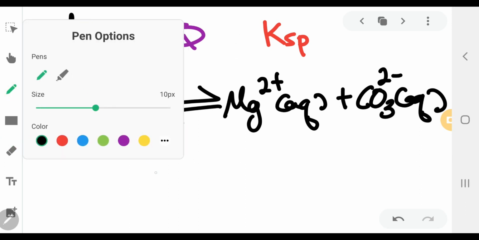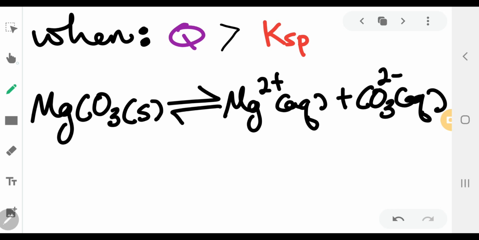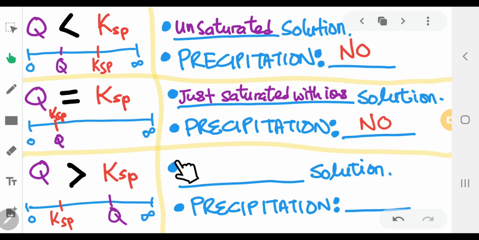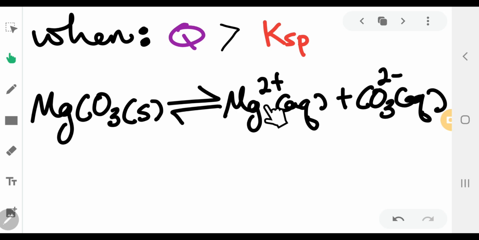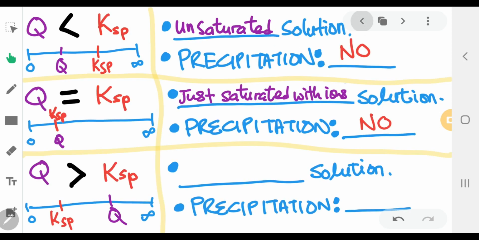When Q is bigger than Ksp, as we have visualized in this scale right here, the reaction will tend to move towards the left side, towards the solid side. So when you are making more and more of this solid, you can imagine that precipitation will occur. You will see that a lot of floating solids will be observed in your beaker.